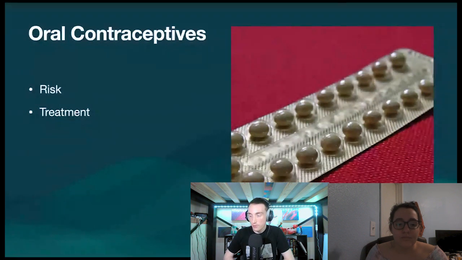So risk of stroke increases as estrogen dosage increases, just as we talked about previously. And then there's no increased risk of stroke with progestin-only oral contraceptives.